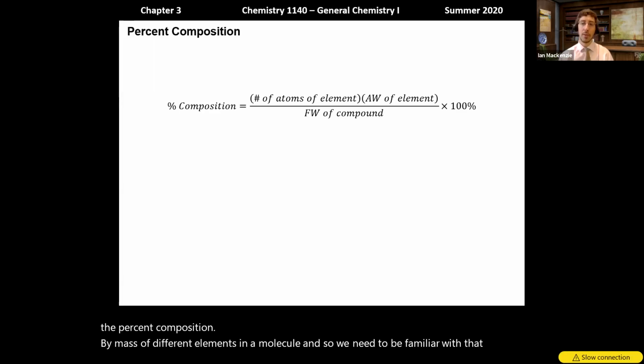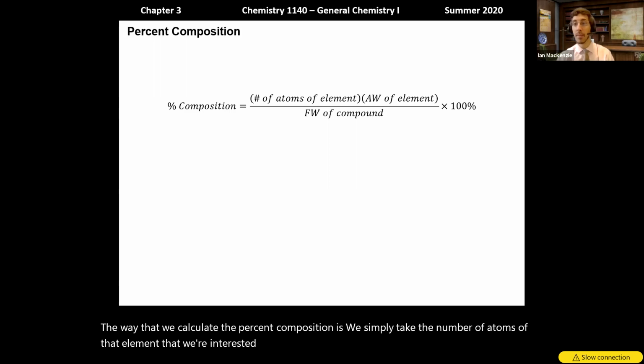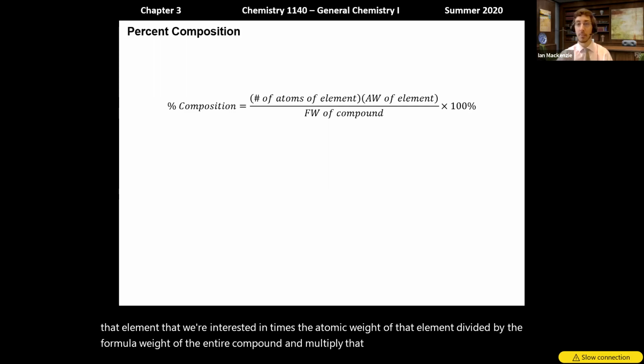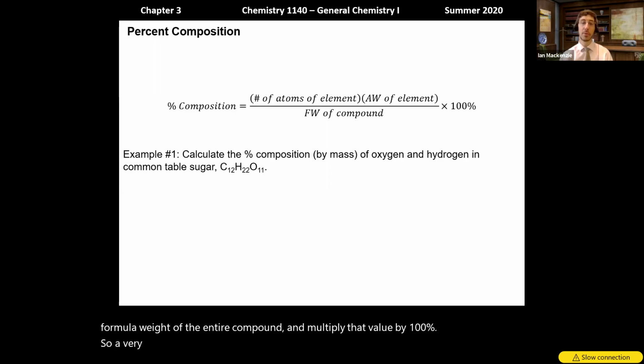The way that we calculate the percent composition is we simply take the number of atoms of the element that we're interested in times the atomic weight of that element, divided by the formula weight of the entire compound, and multiply that value by 100%. So a very quick example here, if we calculate the percent composition by mass of oxygen and hydrogen in table sugar, we can do that separately.